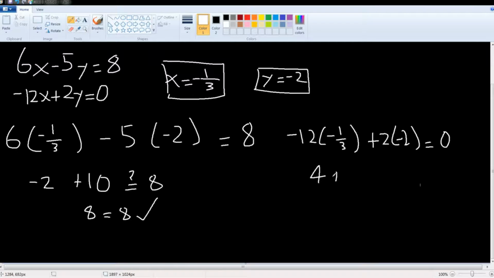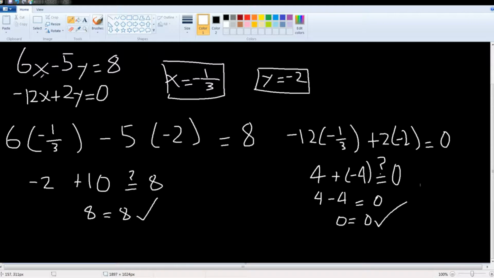Plus, what's 2 times negative 2? That's negative 4, right? Is this equal to 0? Yes, it is. 4 minus 4 is equal to 0. 0 is equal to 0. That means we did our problem correctly by checking, or by method of elimination.